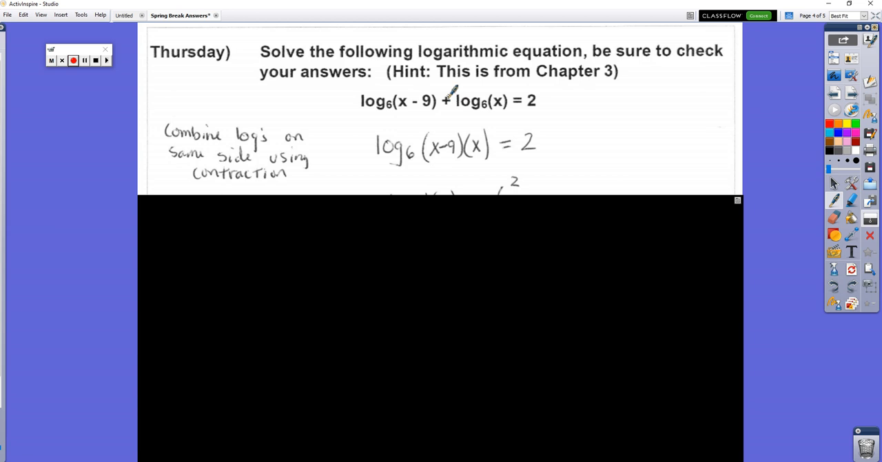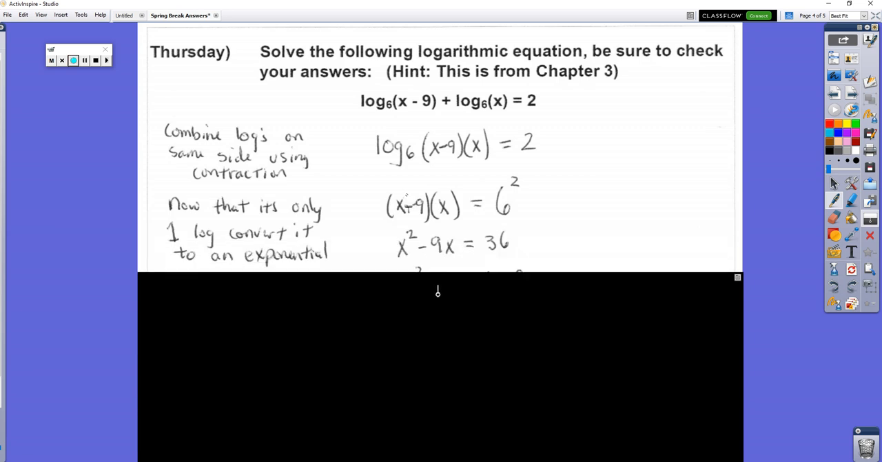So I see that there is a plus sign in between these 2 logarithms. That indicates that when you pull these 2 logarithms back together as one, that the things that they were taking the logs of need to be multiplied. So x minus 9 needs to get multiplied with x inside of a log base 6. Now that you have done that, again, you should ask yourself how many logarithms are there. At this point, there's now only one logarithm.